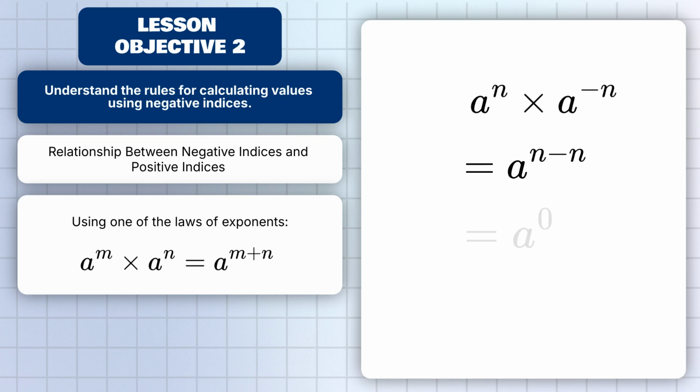Therefore, we get a to the power of 0. Mathematically, anything to the power of 0 equals 1. So we get an answer of 1. This shows that any number multiplied by its reciprocal yields 1. This connection is a useful check for your calculations.